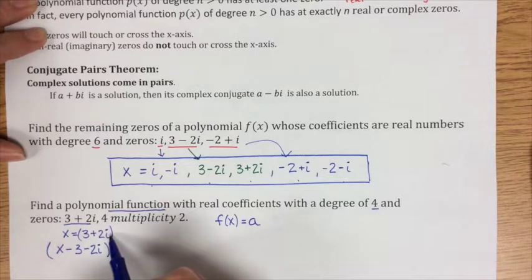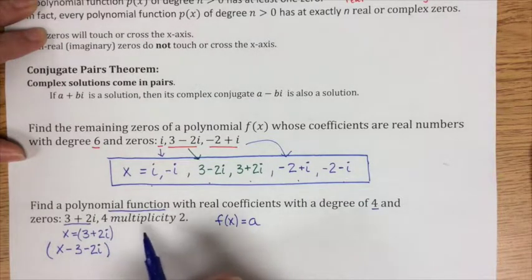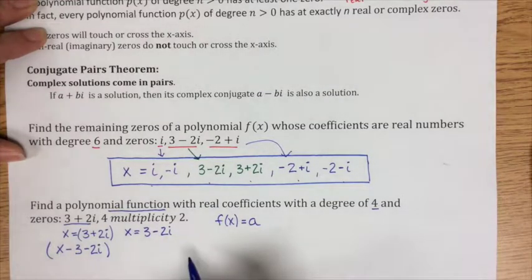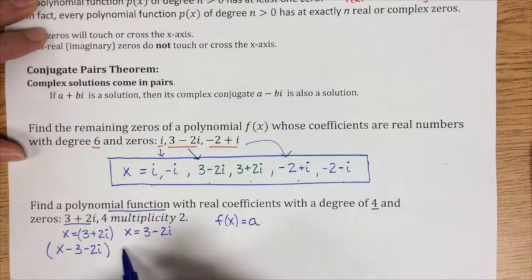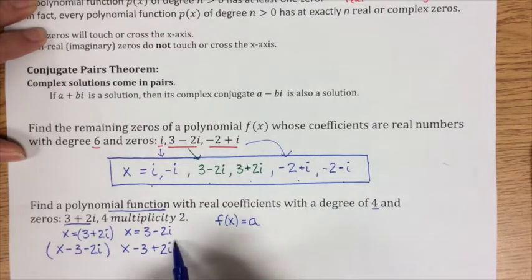Now, don't forget that if we have 3 plus 2i, we also have to have 3 minus 2i. So let's change that into a factor. x, and so we're going to subtract 3 minus 2i, which gives x minus 3 plus 2i.